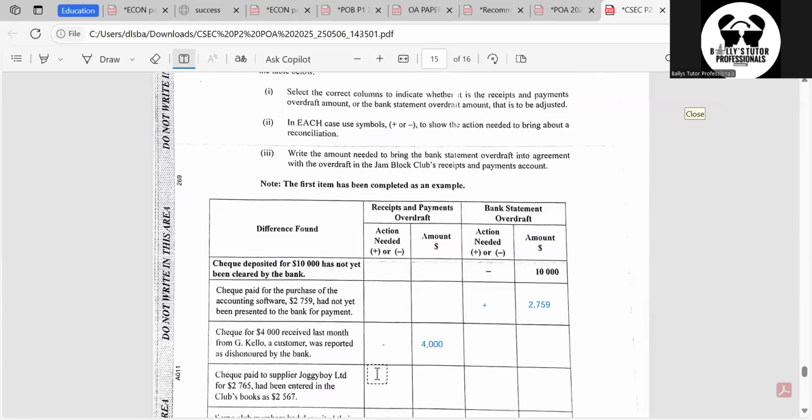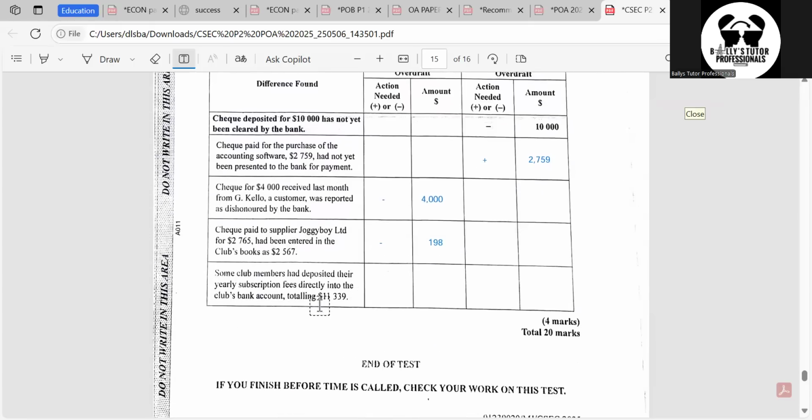This next one now, a check paid to supplier Joggy Boy Limited had been entered in the club books as 2,567. So we were supposed to pay 2,765, but we paid 2,567 instead. So we owe 198. We didn't pay that 198, so we have to pay it, right? So we're going to minus 198.